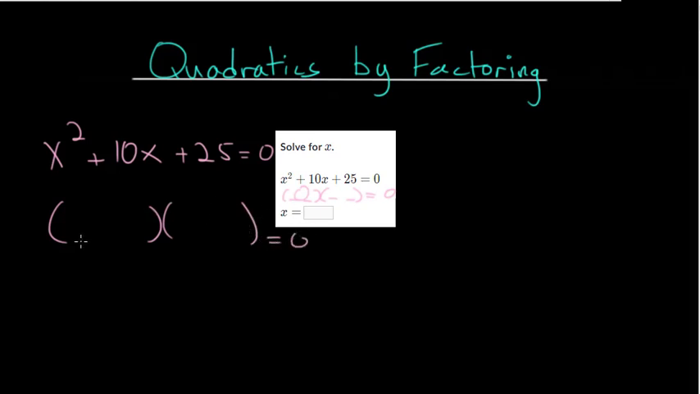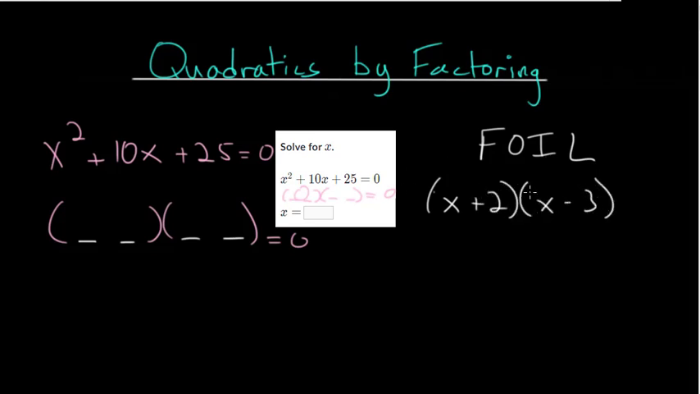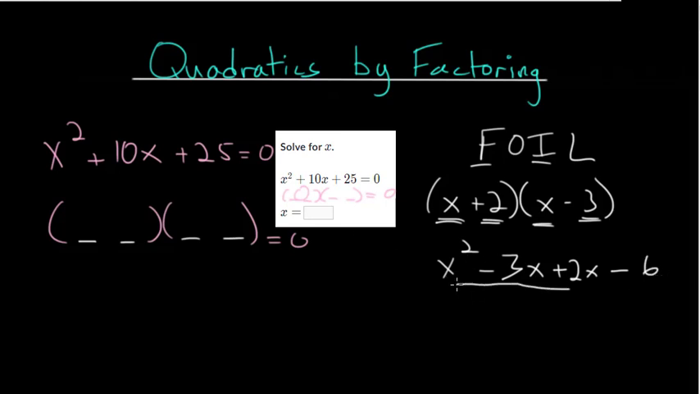So each of these have two terms. And remember the FOIL method. Let's say you have x plus 2 times x minus 3. When you multiply these out, you do the first ones, x times x, so that's x squared. Then you do the outer ones, x and minus 3, so that's minus 3x. Then you have the inner ones, which would be the 2 and the x, so plus 2x. And then you have the last ones, the plus 2 and the minus 3, so that'd be minus 6. So essentially, we're starting here, and we want to go back to this.